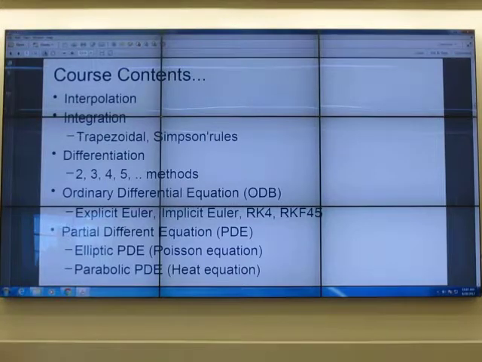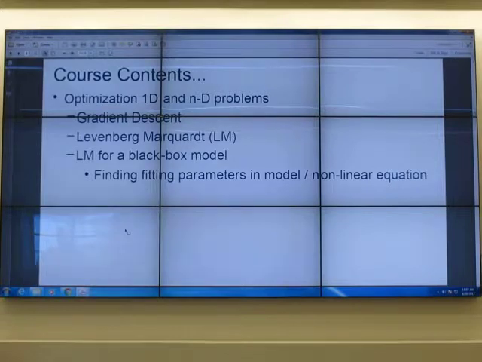Then we do interpolation, integration, differentiation with 2 point, 3 point, 4 point, 5 point, and ODE, solving ordinary differential equation, and then PDE, partial differential equation. For this PDE, we don't really use the complete Python package, okay? But you will learn how to solve it at least manually, okay? And then optimization in 1D and n-dimension problem.